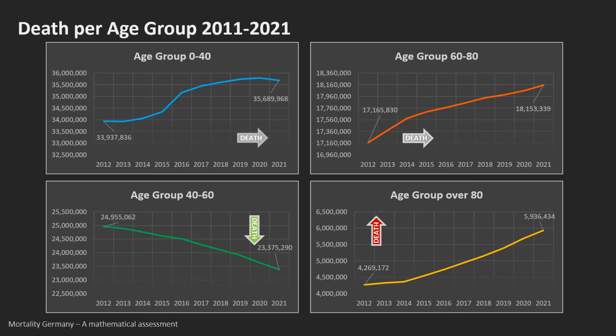We said that the deaths in the age group 0 to 40 are quite stable, age group 60 till 80 quite stable, age group 40-60 went down as expected because there are fewer people in that age group, and deaths went up in the age group over 80 as expected because the population in that age group is going up. However, even that doesn't give me the information whether there is an excess mortality or not.